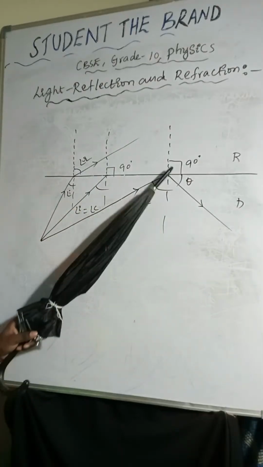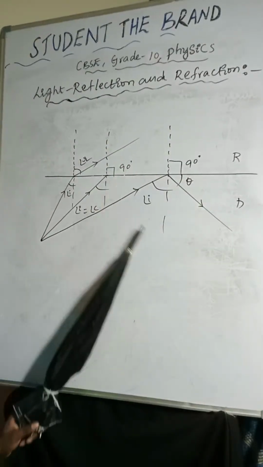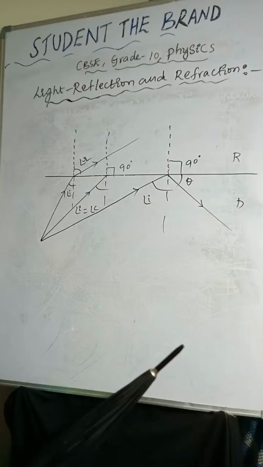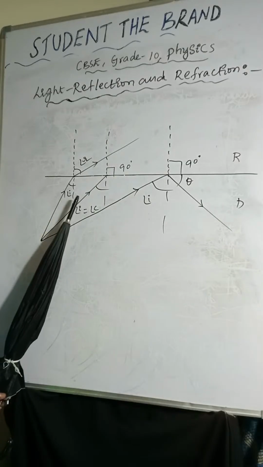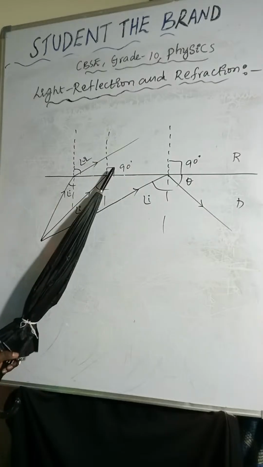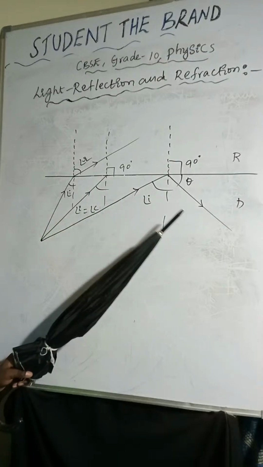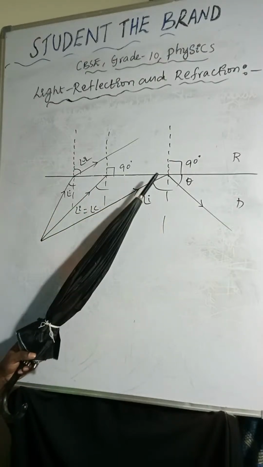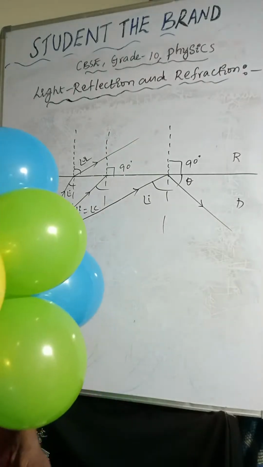So it is making more than 90 degrees. This phenomenon is called total internal reflection. The angle at which the refracted ray makes 90 degrees with the normal line is called the critical angle. If the angle is more than the critical angle, then it will be reflected back into the same medium. This phenomenon is called total internal reflection.